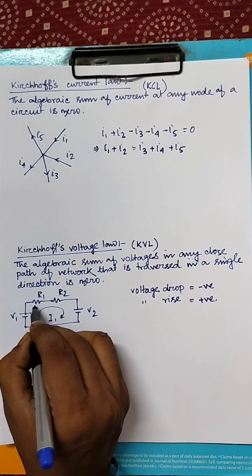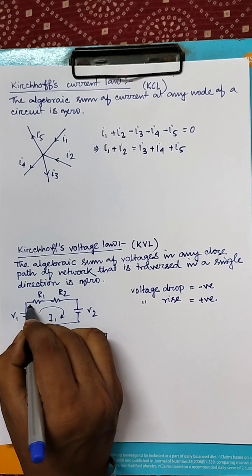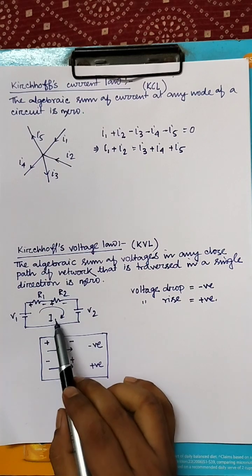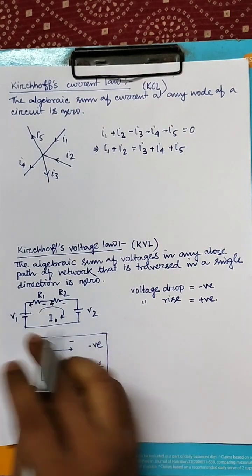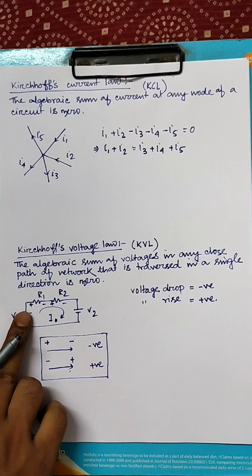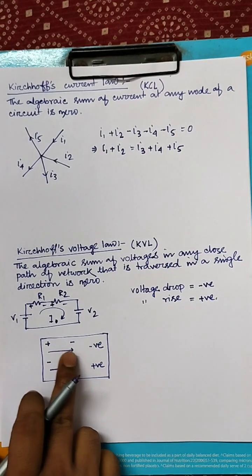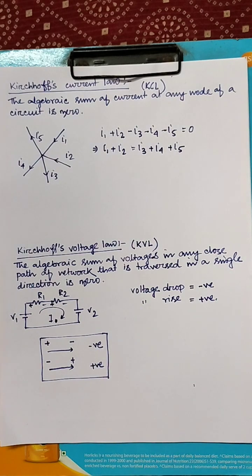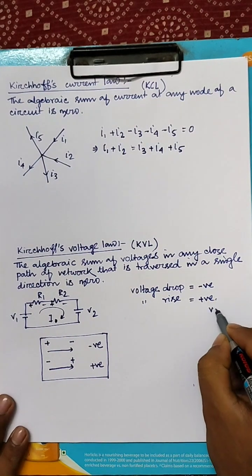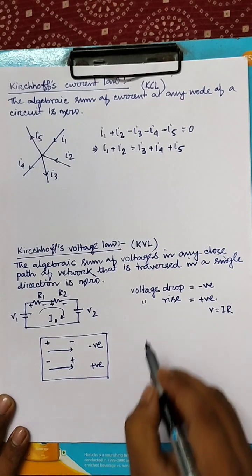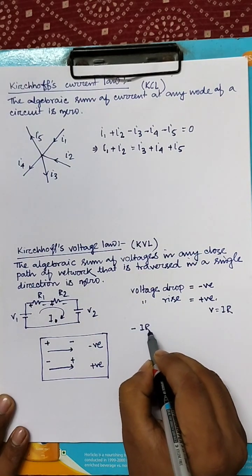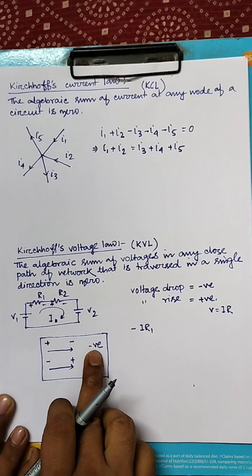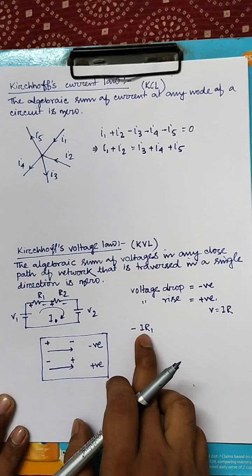and we consider that the potential drop across R1 and R2 is positive, negative, and here is also positive and negative. So I amount of current is flowing through R1, that means positive to negative. That means the direction of the current is positive to negative, so there is a voltage drop which is negative. And we know from Ohm's law, V equals IR. That means minus I R1. As current is entering from positive to negative, there is a voltage drop. That's why minus I R1.